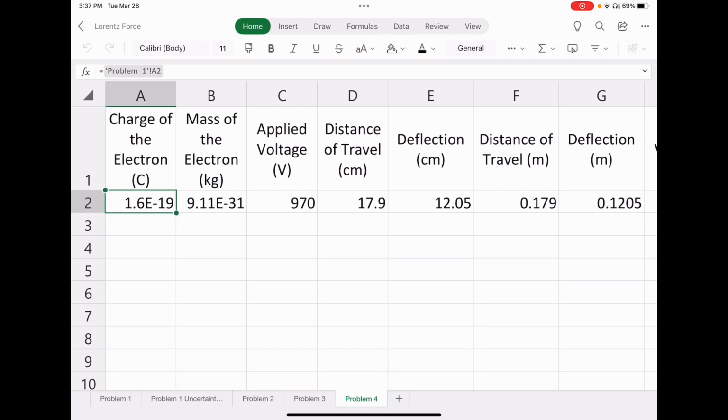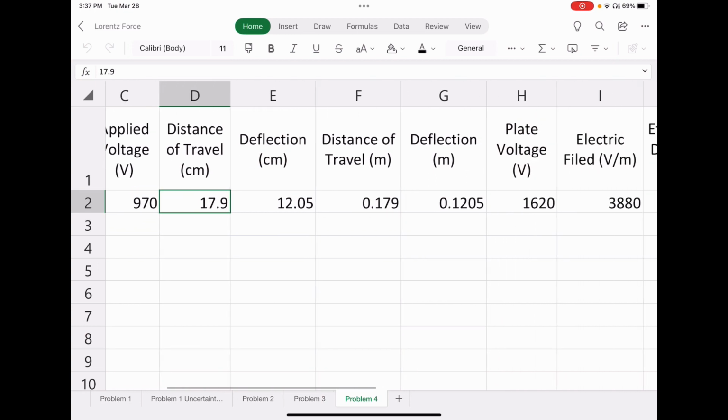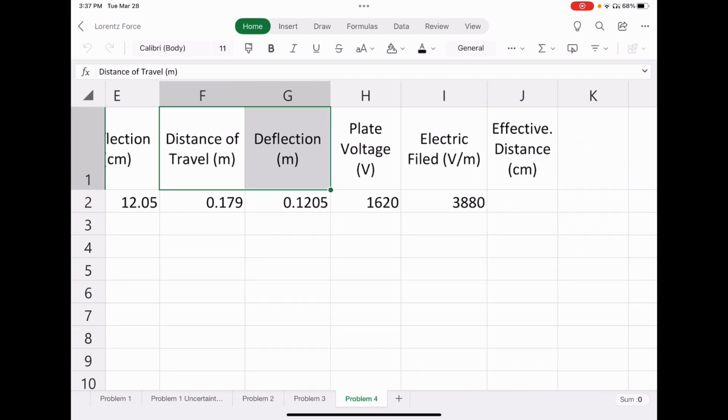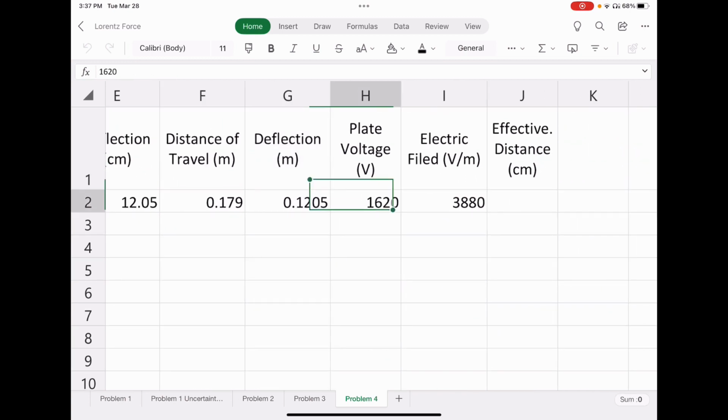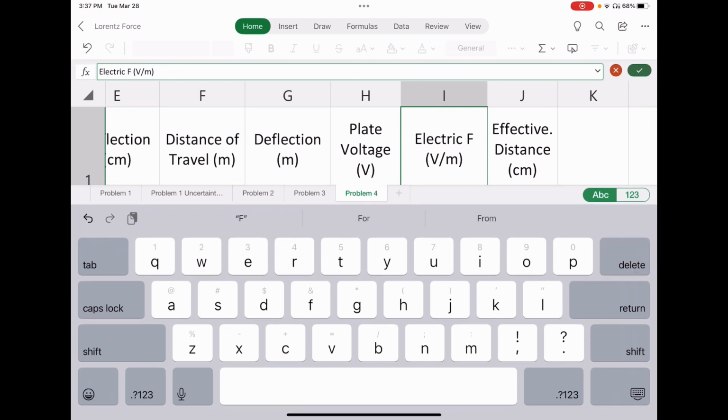So you'll see the charge on the electron. We have that, and then we have our mass and our applied voltage. We have the distance of travel for the electron, and then we have the deflection. So those are in centimeters, as you can see right here. And then we just convert them over into meters here, okay? And you can see that on the other sheet. And we have ourselves a plate voltage, all right? And so this is not electric field, but electric field.